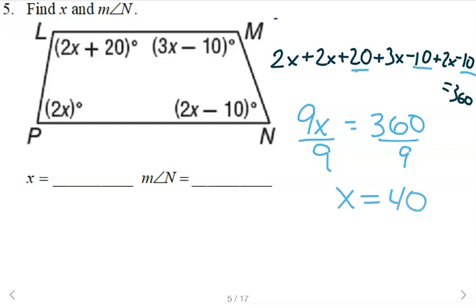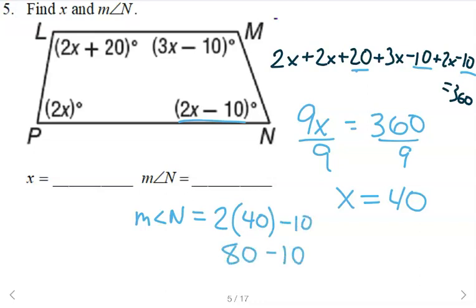We found the value of x. Now we're trying to find the measure of angle n. So the measure of angle n is equal to 2 times x, 2 times 40, minus 10. So that's 80 minus 10, or 70 degrees. So x is 40, and the measure of angle n is 70.